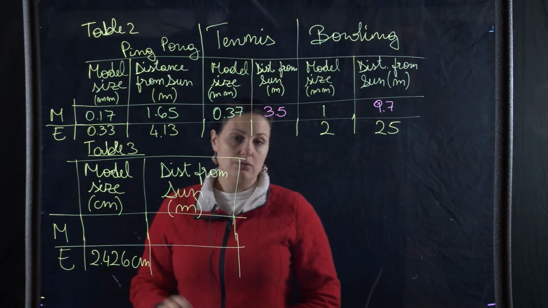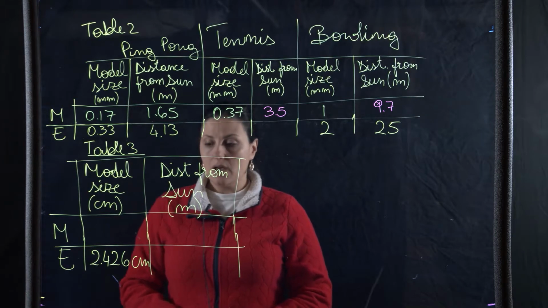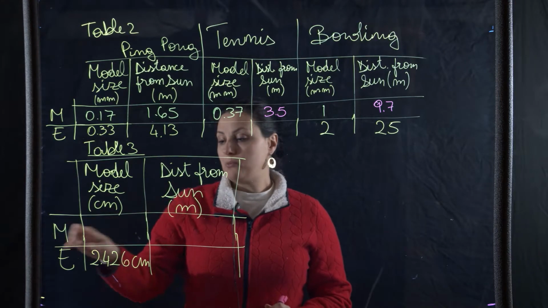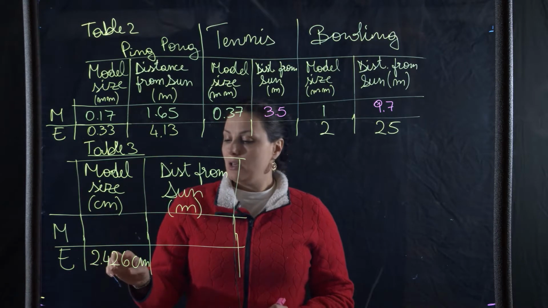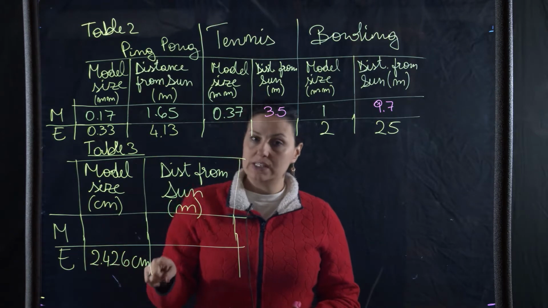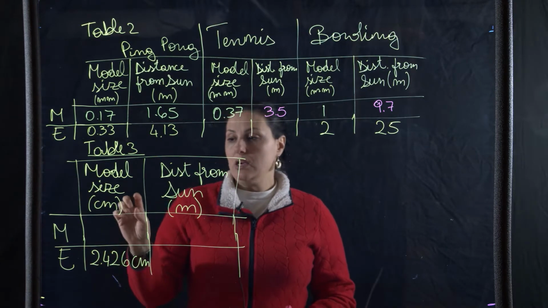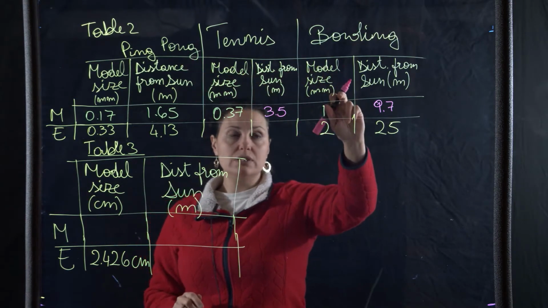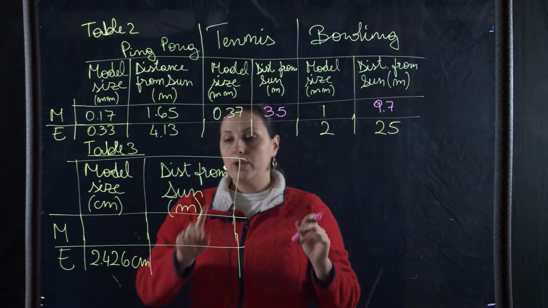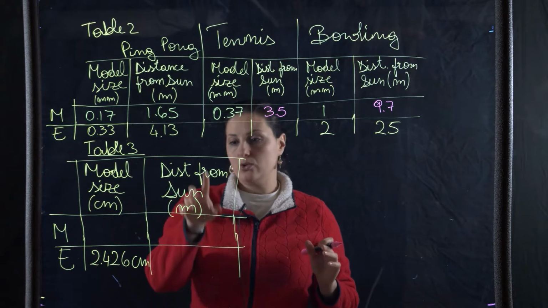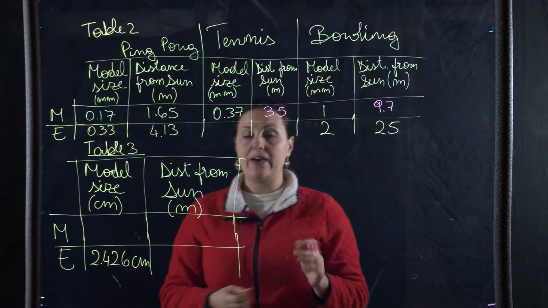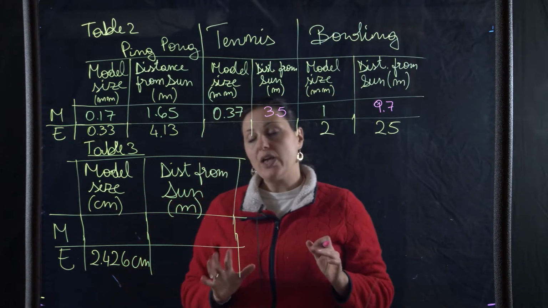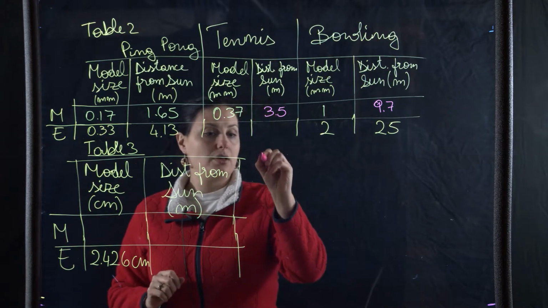I'm going to give you the Mercury example. Okay, I don't know what the model size is for Mercury, but I know that for my Earth, the model size is 2.426 centimeters. Now be careful, because in this table you are dealing with centimeters, whereas from Table 2 the size is in millimeters. So when you use those values to calculate the distance from the sun, you're going to have to convert either centimeters to millimeters or millimeters to centimeters. So how do we go about doing this? Let's start with the model size.